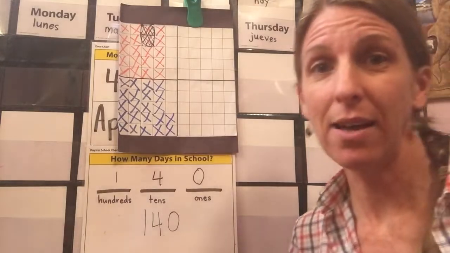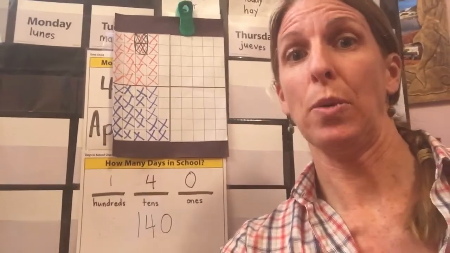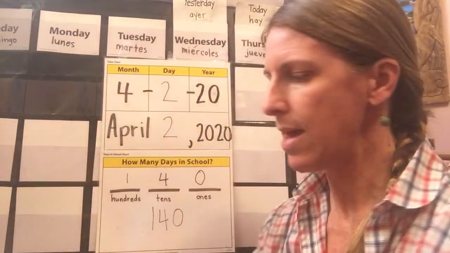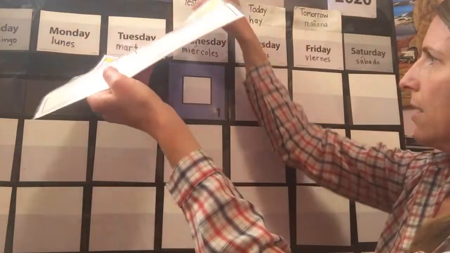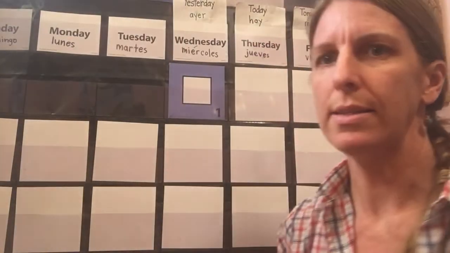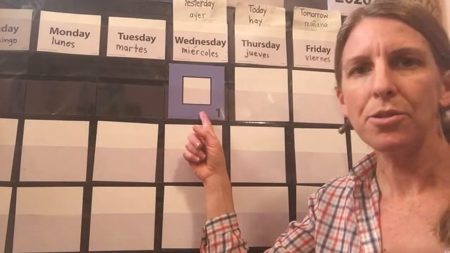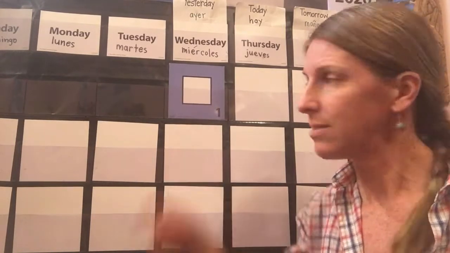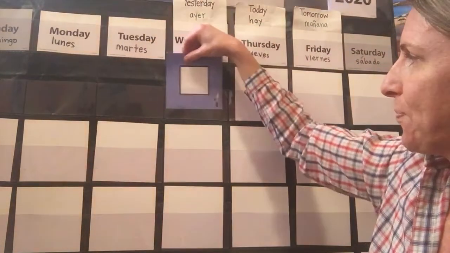Okay, now let's take a look at this calendar and see what's going on for the month of April. Let me move this out of the way and this out of the way, and take a look at that. Yesterday was April 1st, and look what our calendar card looks like. You know what that shape is. That's right, it's a square. Yesterday's calendar card showed a square. Okay, let's put it back.